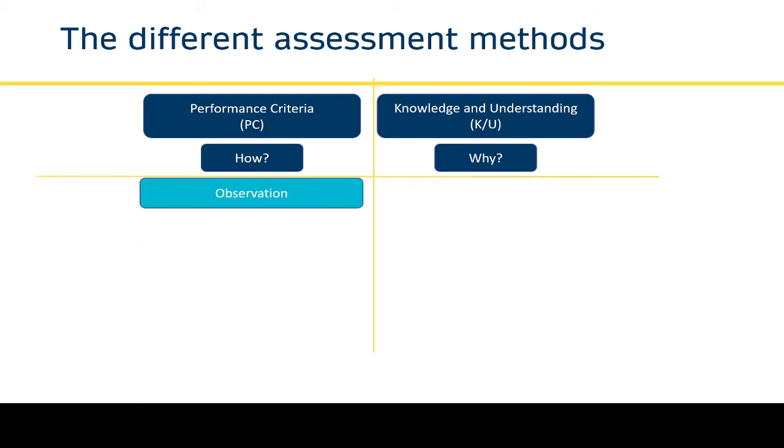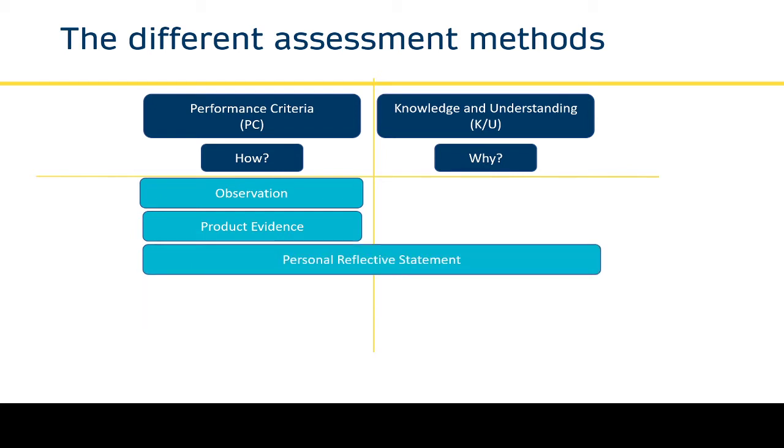So let's have a look at the sort of assessment methods which we can use for performance criteria first of all. See here we've got observation. So observation is where an assessor will observe the learner completing a task in the workplace. We've got product evidence, so that is for any sort of business qualification, IT qualification. That's typically going to be some sort of document, file, screenshot, some sort of physical evidence that you've been able to perform a task. We've also got personal reflective statements. Personal reflective statements is a story of a time which you've completed a task in the workplace.